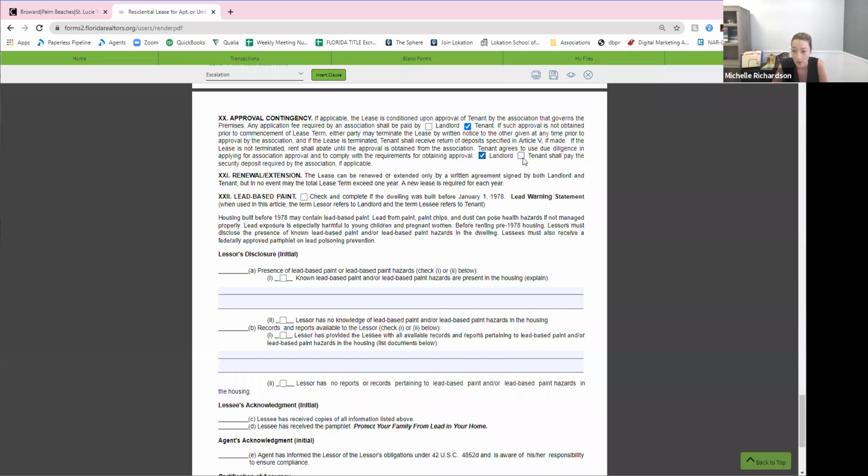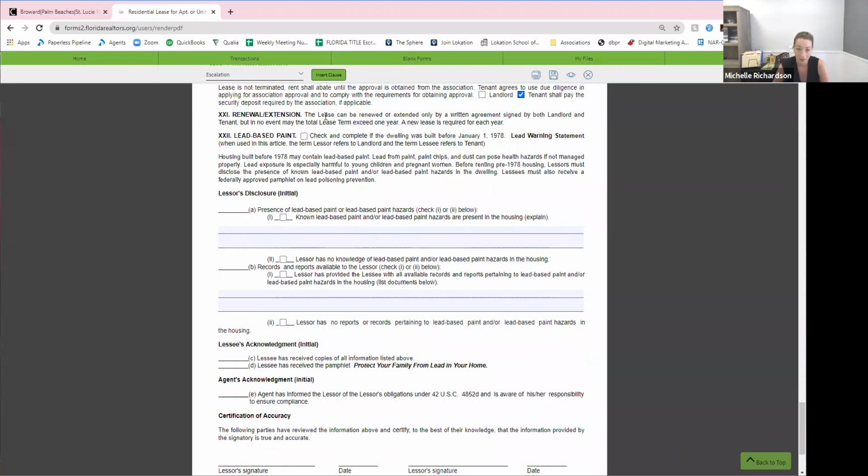Down here, it'll say landlord or tenant shall pay the security deposit required by the association. When you're renting in a homeowners association, condo association, sometimes these associations have their own security deposits. So the landlord will have a security deposit and the association will have another security deposit. You always, as a real estate agent, want to ask that association or ask the landlord if there is another security deposit, because it'll be first, last, and basically 2 security deposits or whatever that amount that association requires as a security deposit. So you're going to be checking off who's going to be paying that security deposit.